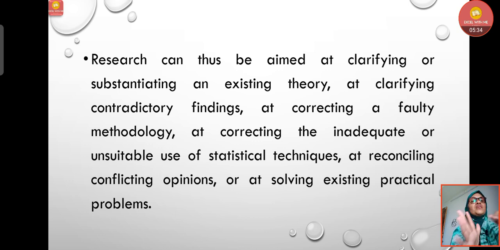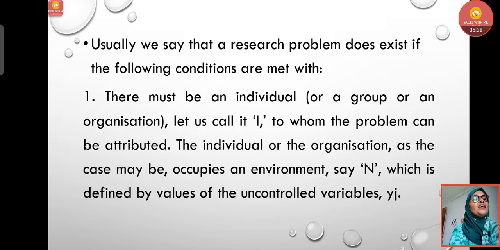practical problems. So these are the 5 major areas why we are taking up research problems, and these also become the sources of new research issues or challenges. Usually we say that a research problem does exist if the following conditions are met.